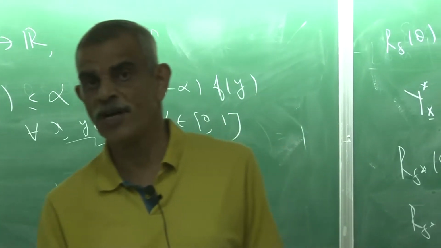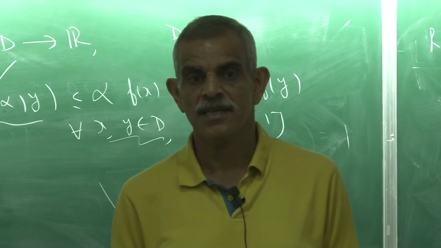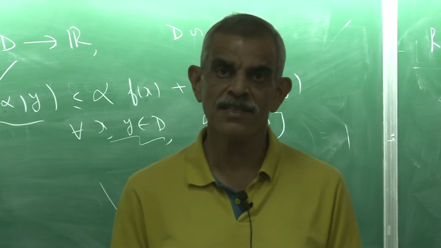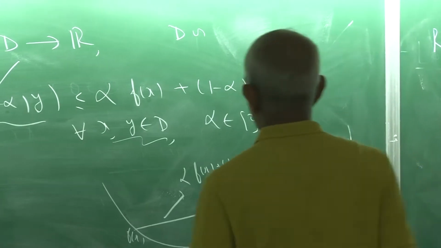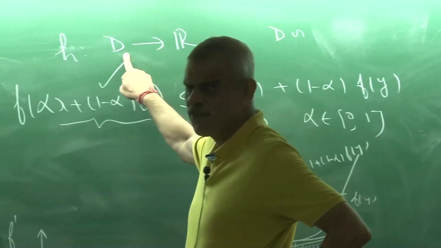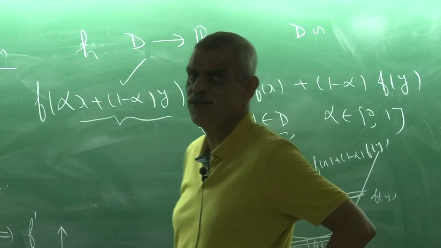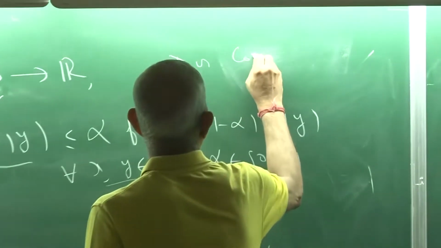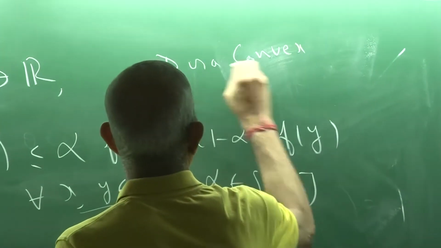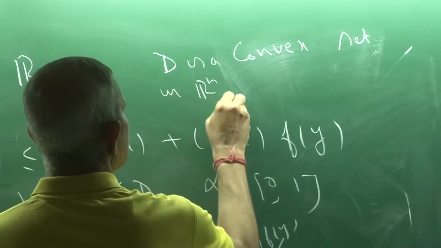Or in other words, if 2 points are in D, any line segment joining them should be there. Those kinds of sets in R1 are nothing but intervals, and that is why I had taken D to be an interval. Now when I take D to be a subset of Rn, n-dimensional Euclidean space, then my D has to be a convex set of Rn. So D is a convex set in Rn.